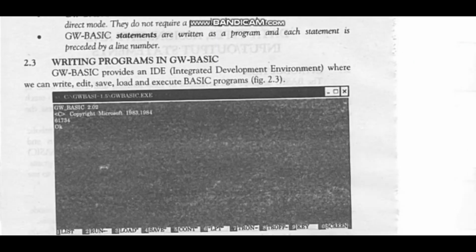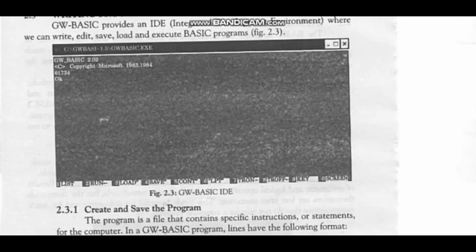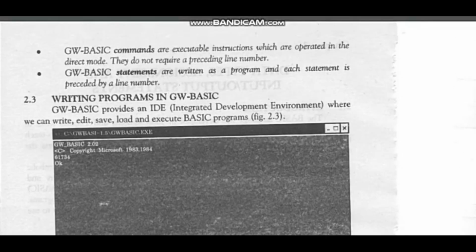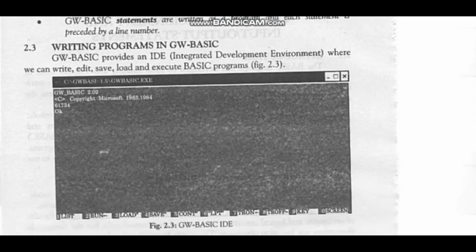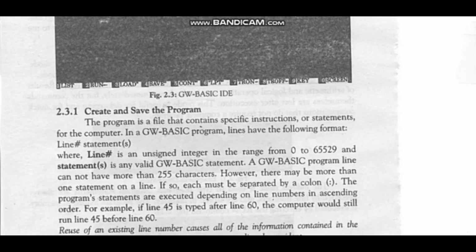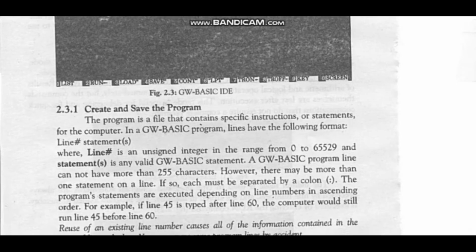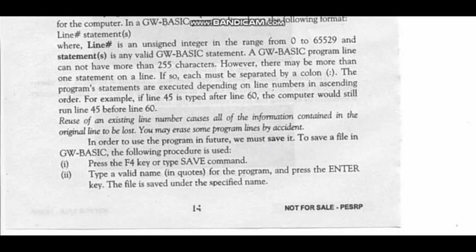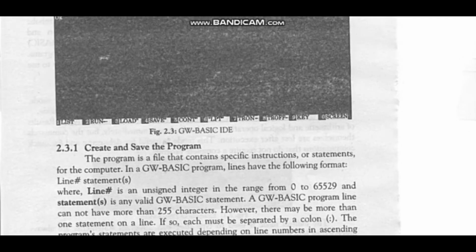Now I will discuss the next question: explain the procedure of writing and saving a program in GW BASIC. First you should write about the direct mode and indirect mode, and now you will discuss GW BASIC. Some definitions I have written on the screen: GW BASIC command and second, GW BASIC statement. These are not included in your book, but anyone can ask you what a GW BASIC statement is and what a GW BASIC command is. You should prepare it.